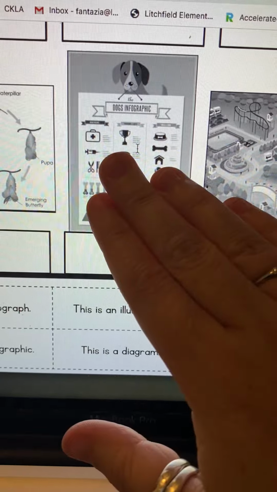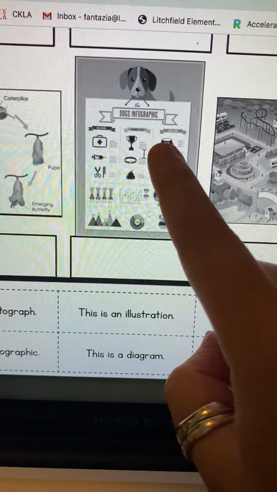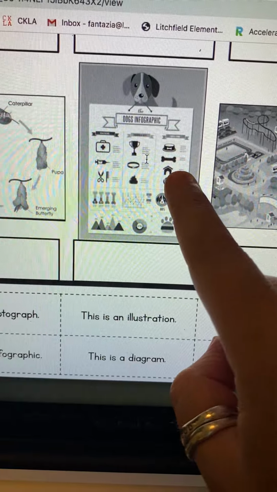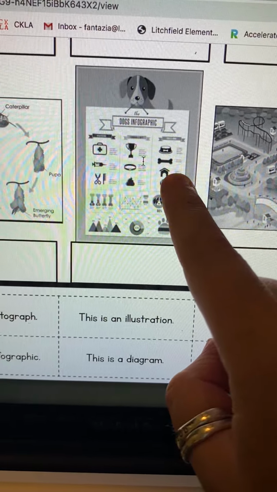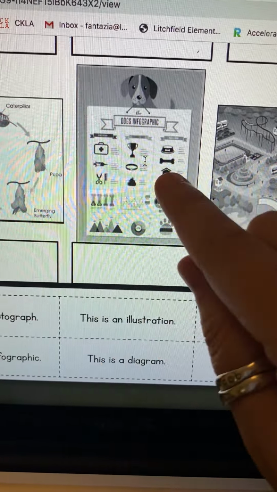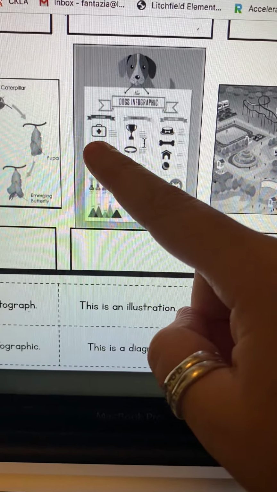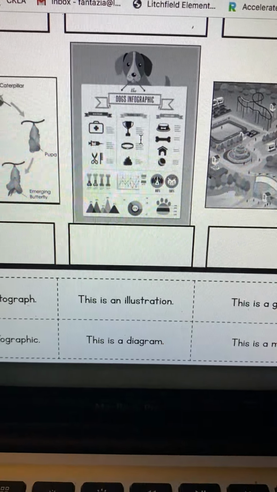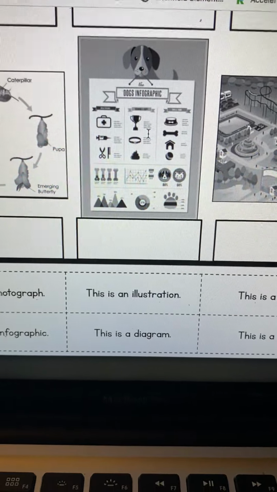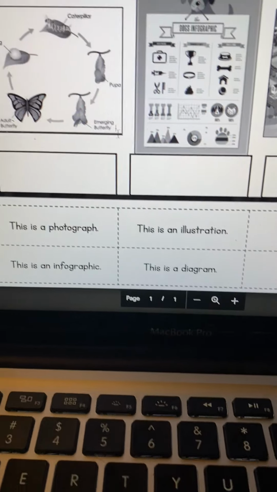So they throw in fun pictures, or illustrations, I should say, to kind of make the information that you're giving them more interesting. So it kind of draws your eyes to the bone, meaning you know that that's a treat, and so it'll tell you about treats, or draws your eye to the doctor's case, showing that that's going to be about medicine. So it kind of makes it more interesting for the reader to learn even more about dogs.